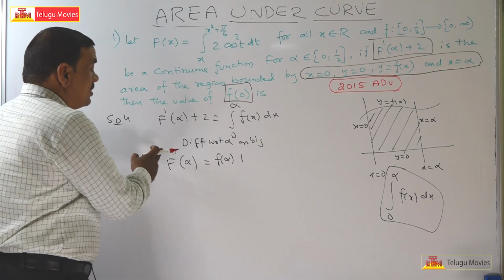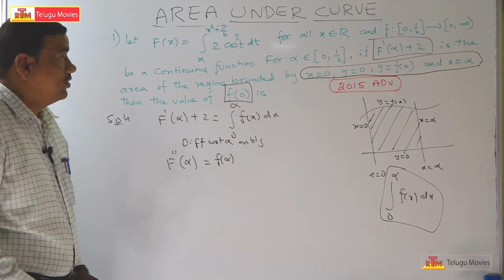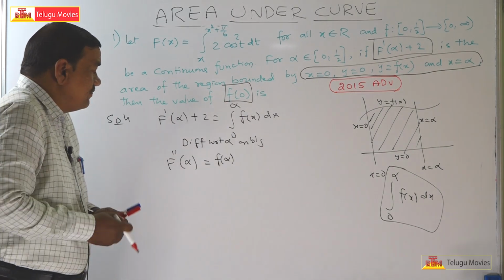Therefore, capital F double dash of alpha is equal to small f of alpha. So we got that, but we want f of 0.